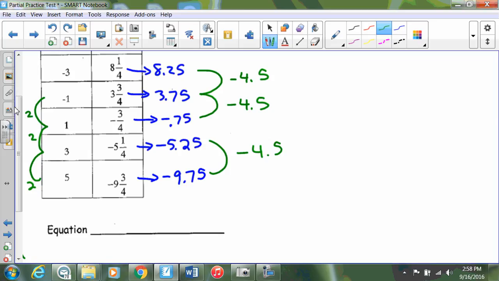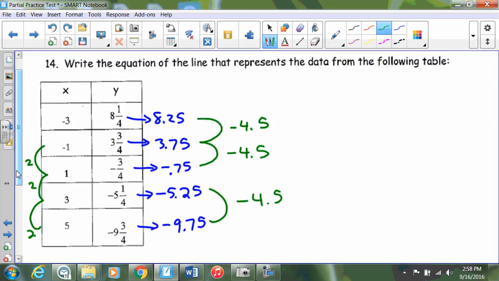So our slope, let's go back up. Our slope is negative 4.5 divided by 2. And so if we put negative 4.5 divided by 2 in our calculator, we get negative 2.25. Okay, not the prettiest of slopes, but that's okay. Which point do we want to pick? That's a good question. They've all either got negatives or fractions, so we could just pick the first point.